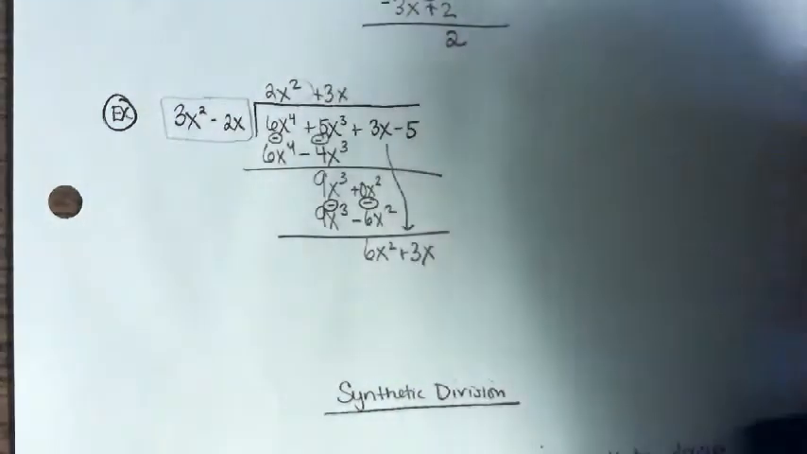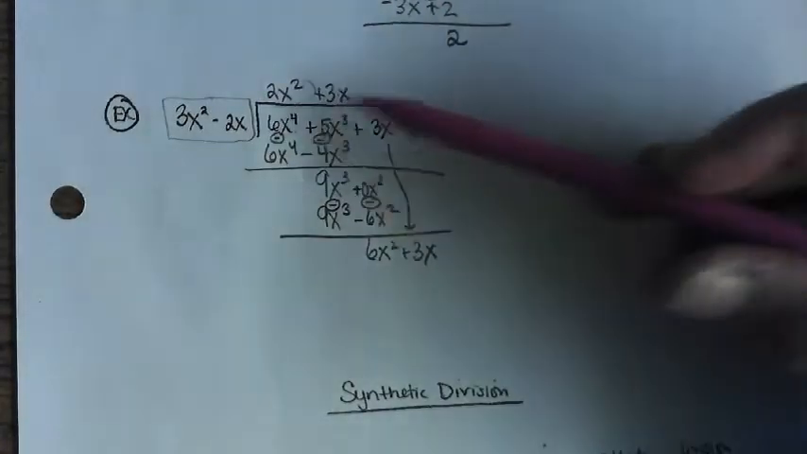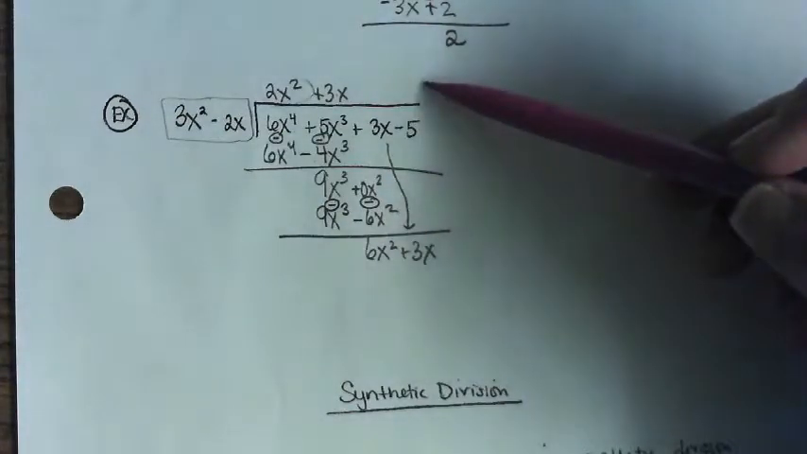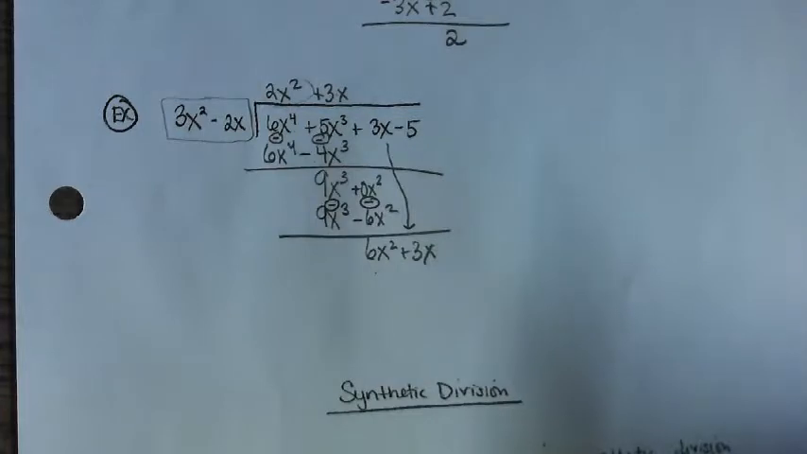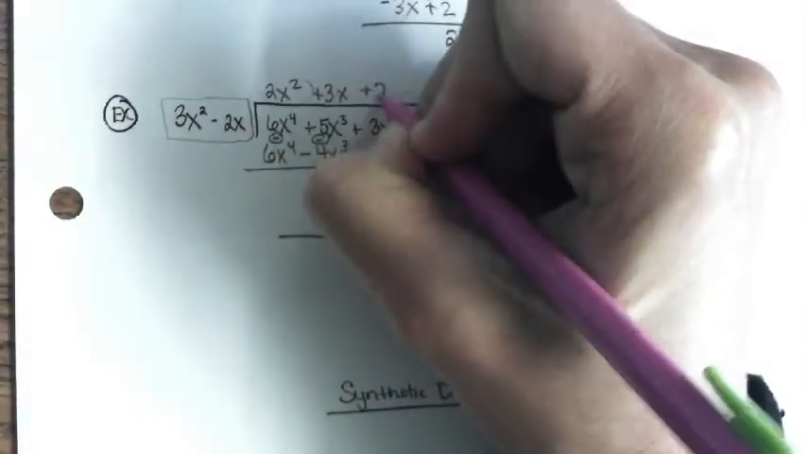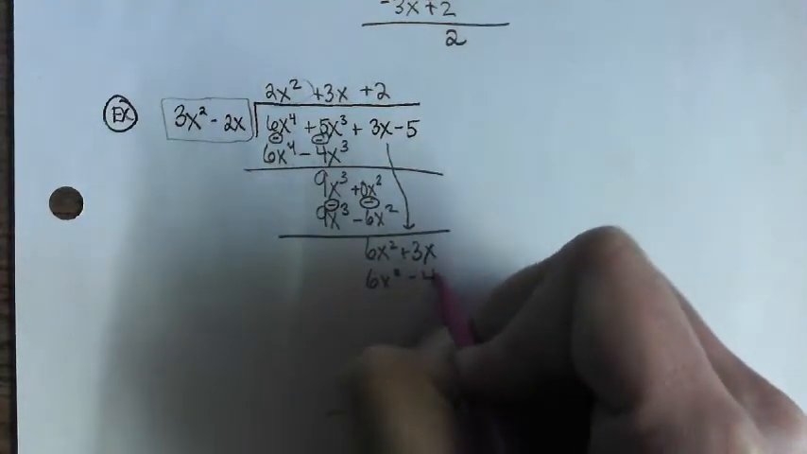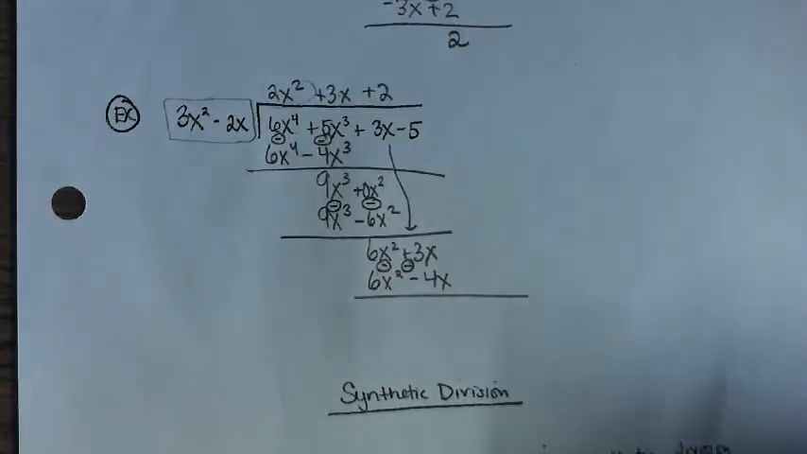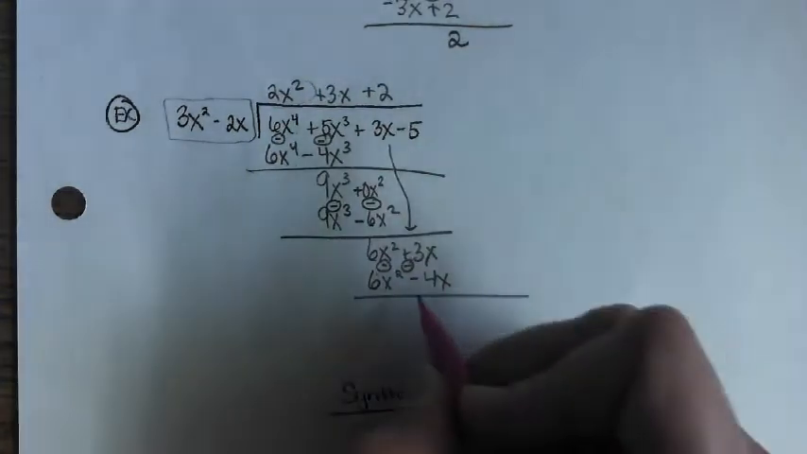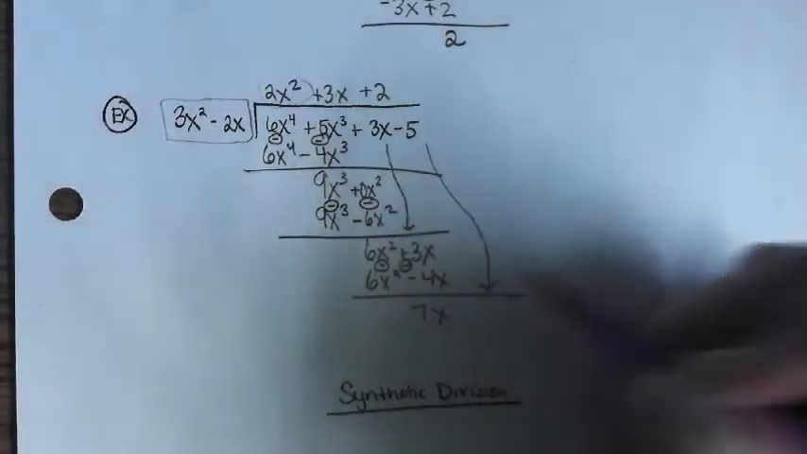3x squared times, not quite. 2x would not be okay because 3x squared times 2x is 6x cubed. We want 6x squared. Just 2. So we get 6x squared minus 4x. Do our subtraction. 3 minus negative 4 is 7x. Bring down our minus 5.